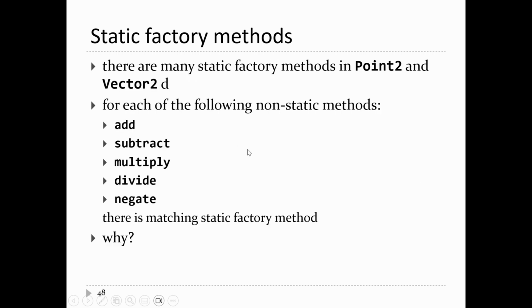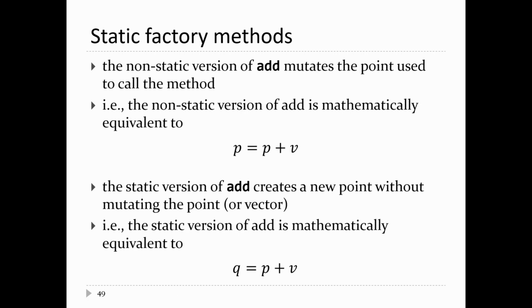So in other words, there's a method for point where you would write something like p.divide(5). There's also a static method where you would write divide(p, 5). So you call the method in a static way. And so you might ask, well, why is there both? They seem to do the same thing. They don't quite do the same thing.